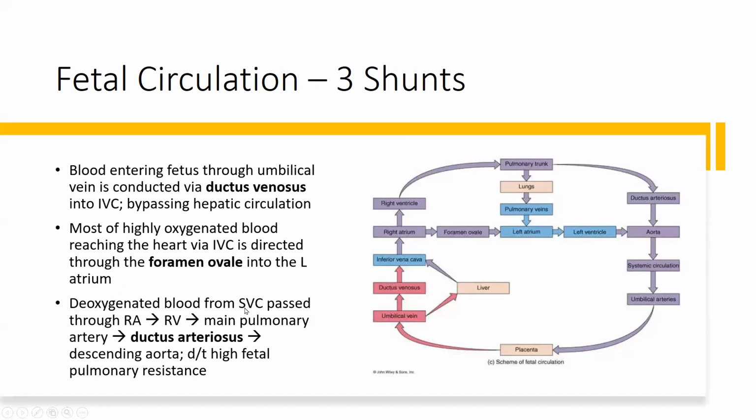And then deoxygenated blood from the superior vena cava passes through the right atrium, right ventricle, main pulmonary artery, ductus arteriosus, here we go, down to the descending aorta. This shunt exists because of high fetal pulmonary resistance, because obviously this is before we're breathing air. So the pulmonary tree has a lot more resistance at this time. Then after birth, that resistance decreases, and the ductus arteriosus closes and becomes that ligamentum we saw earlier.